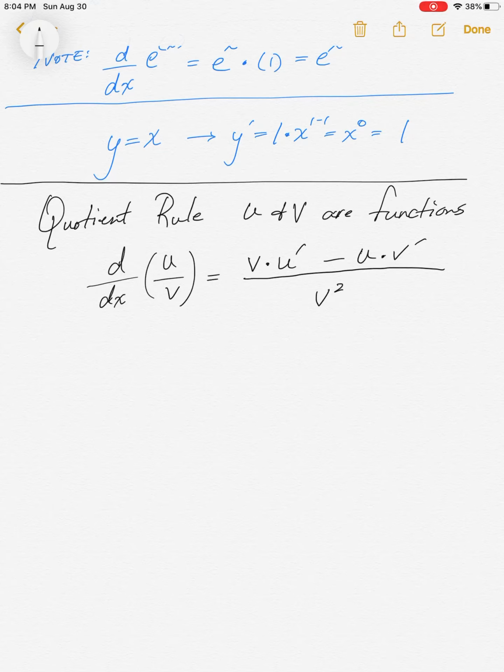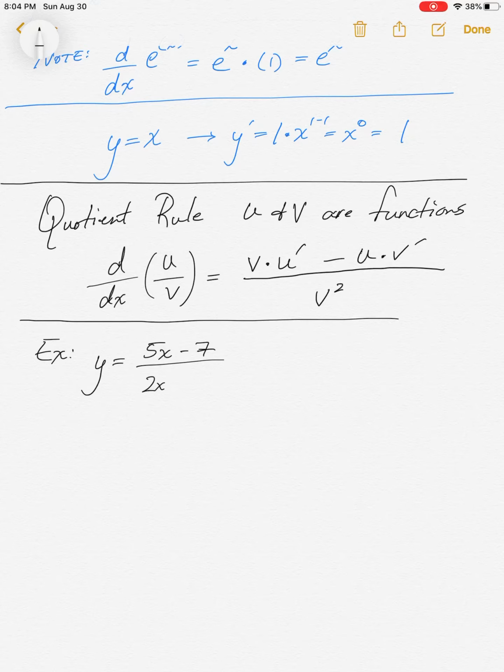All right. Let's put that into an example. You knew we was gonna do it. So here we go. Example. We have y equals 5x minus 7 over 2x squared plus 3x.